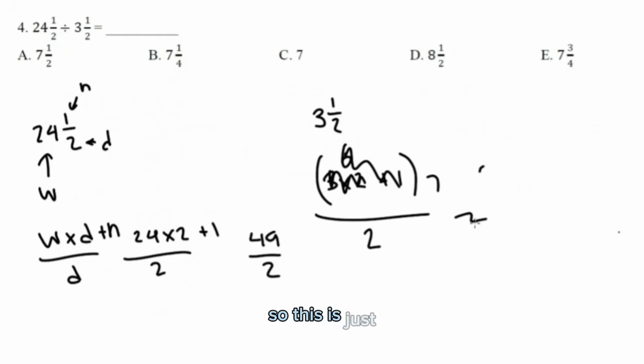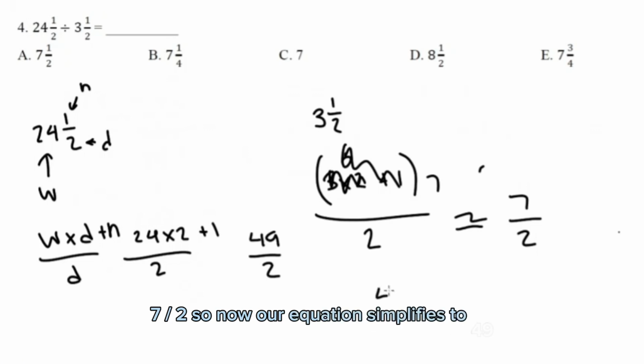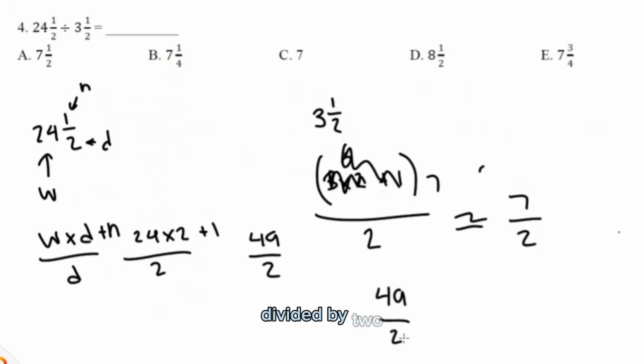So this is just 7 divided by 2. So now our equation simplifies to 49 divided by 2, divided by 7 divided by 2.